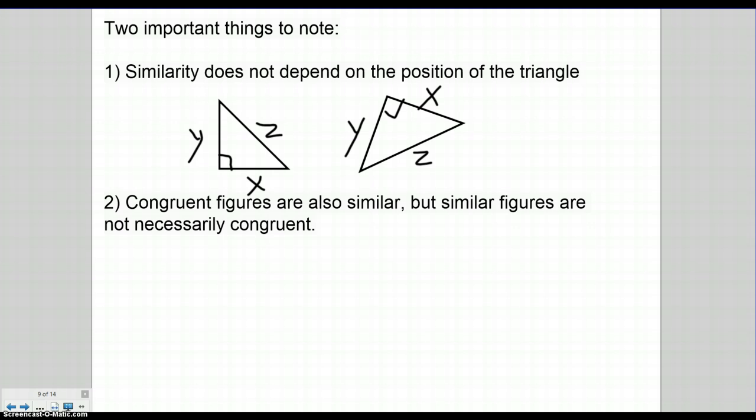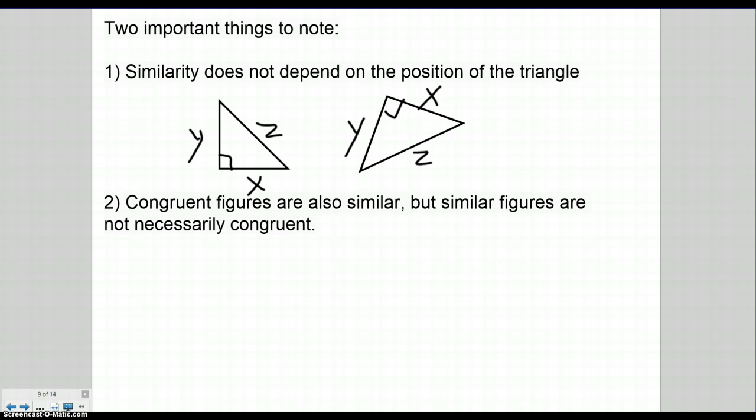The second note is that congruent figures are also similar, but similar figures are not necessarily congruent. So you could have two triangles with congruent angles and congruent sides. That makes them congruent figures. They have 3 pairs of congruent angles and 3 pairs of congruent sides. And since they have those 3 pairs of congruent angles, that also makes them similar.